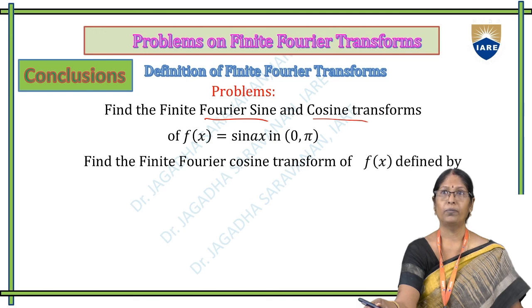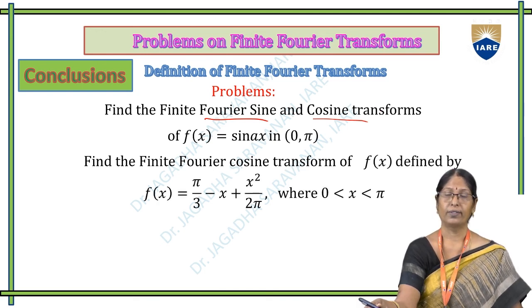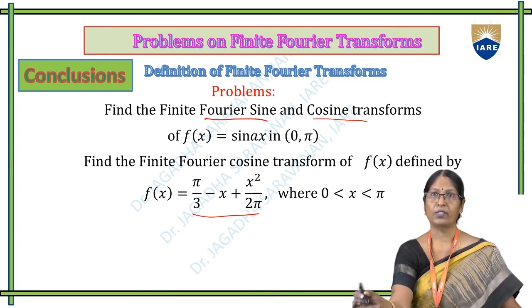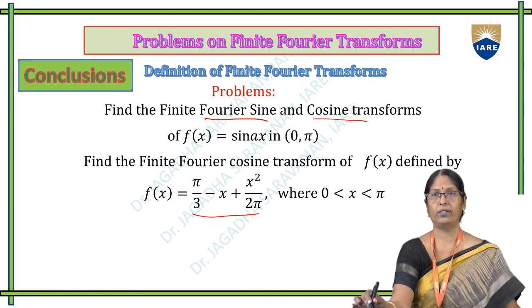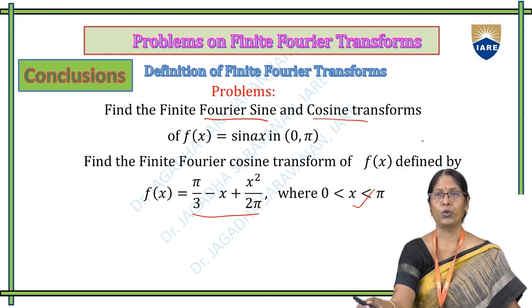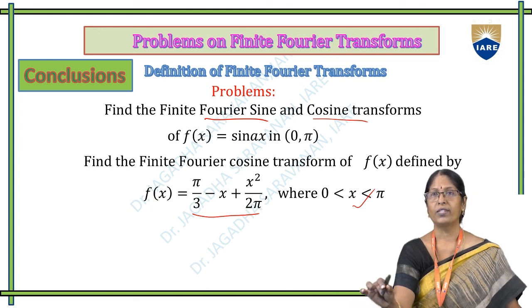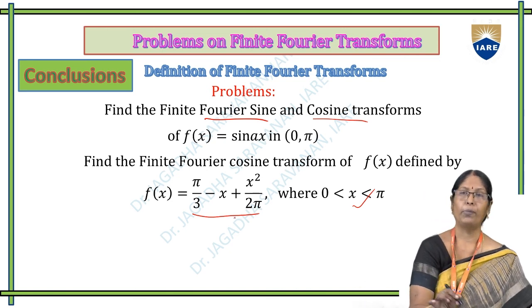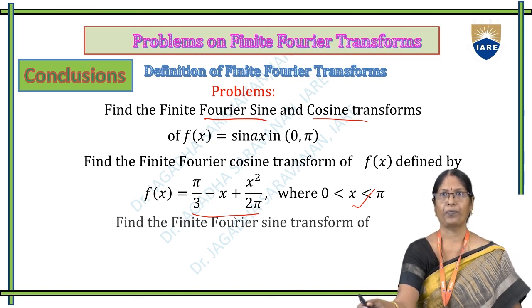The next problem was the finite Fourier cosine transform, which has three terms. One is a constant, and we selected an algebraic term. The length of the interval is 0 to pi. So we did the differentiation and integration. We also concentrated on a very simple way of integration using a big algebraic function.